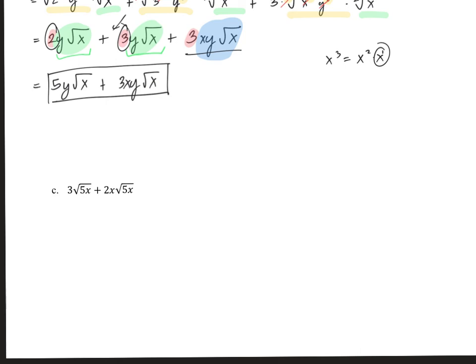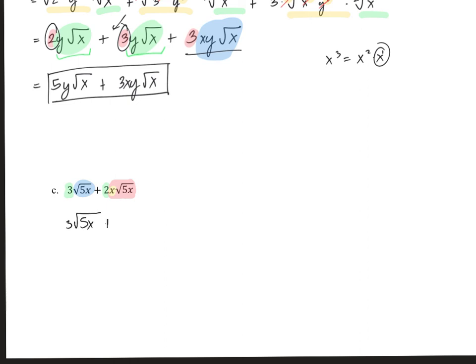The last one, 3 square root of 5x. So we have square root of 5x, 3 of them, plus 2x square root of 5x's. Oh shucks, we were so close. They were almost like terms. But just because of that little x hanging out here, they're not like terms. So since they're not like terms, it is already simple. So my answer is the same.